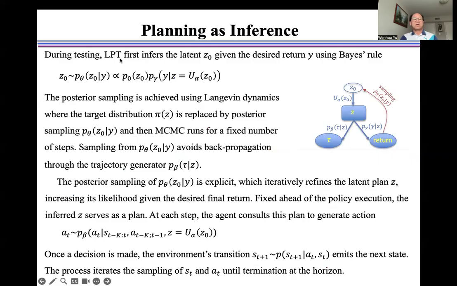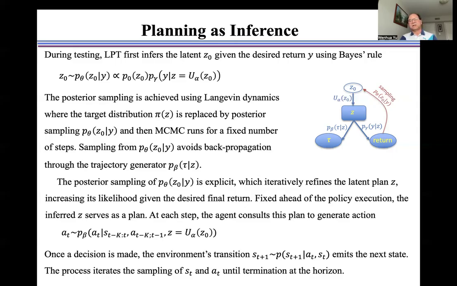During testing, LPT first infers the latent variable z0 given the desired return Y using Bayes' rule as shown here. The posterior sampling is achieved using Langevin dynamics, where the target distribution pi is replaced by posterior p theta, and then MCMC runs for a fixed number of steps. Sampling from p theta avoids back propagation through the trajectory generator p beta as shown here. The posterior sampling of p theta is explicit, which iteratively refines the latent plan z, increasing its likelihood given the desired final return.